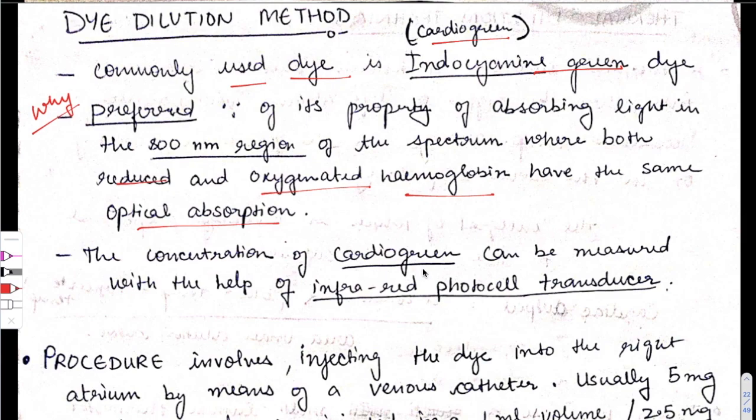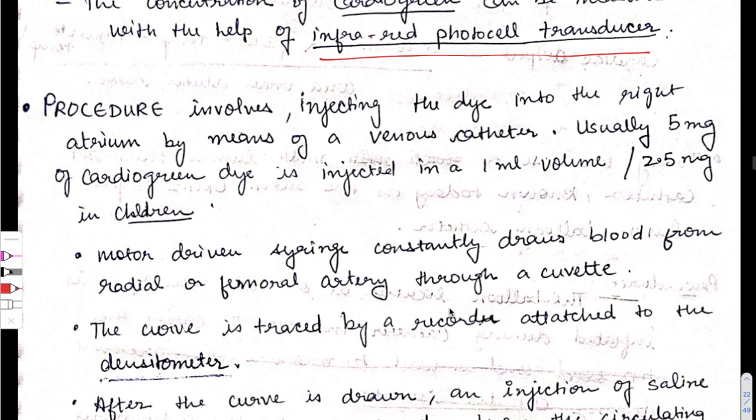The concentration of cardiogreen can be measured with the help of an infrared photocell transducer. Like we discussed in the previous topic, photoelectric transducers are used. Here we get a more specific type of photoelectric transducer, which catches only the infrared radiation through the photocell and converts it into electrical energy. The procedure of this dye dilution method involves injecting a dye into the right atrium. So we have the right atrium, right ventricle, left atrium, and the left ventricle.